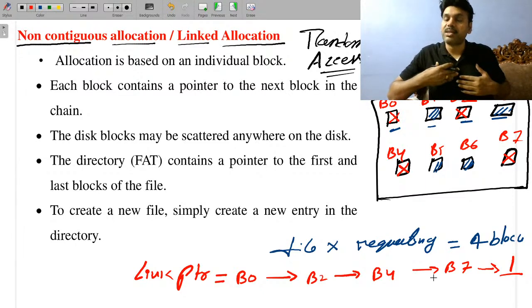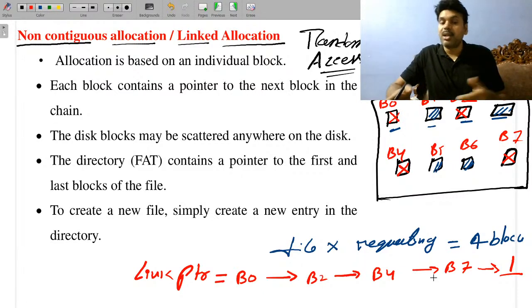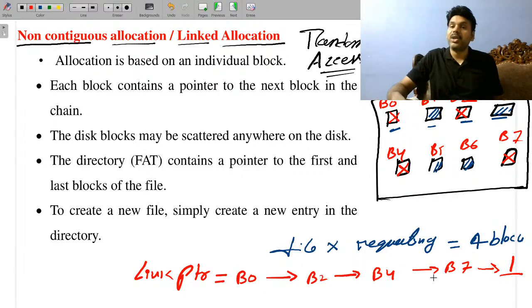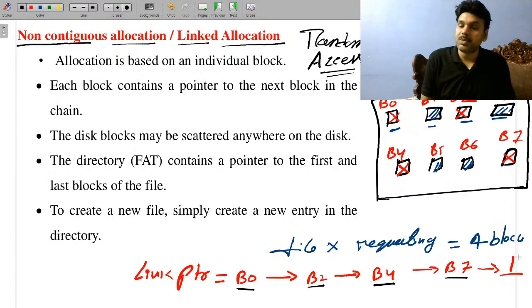If I know the file size, if I know the length, I am able to say where to start and where to end. But in linked allocation, I cannot say where to end because I am not giving the length. I am saying how many blocks you need. So 4 blocks I need immediately. If there is space, immediately 4 are allocated to you. So you need to write the pointers like this. The last block pointer is supposed to be what? Null.